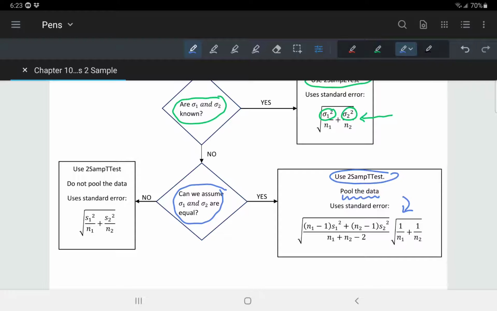Now, some statisticians argue that you should never pool the data, and in fact that we should just come over to the not pooled data side and use this simpler standard error that uses the sample standard deviations. So this will be our most common approach.